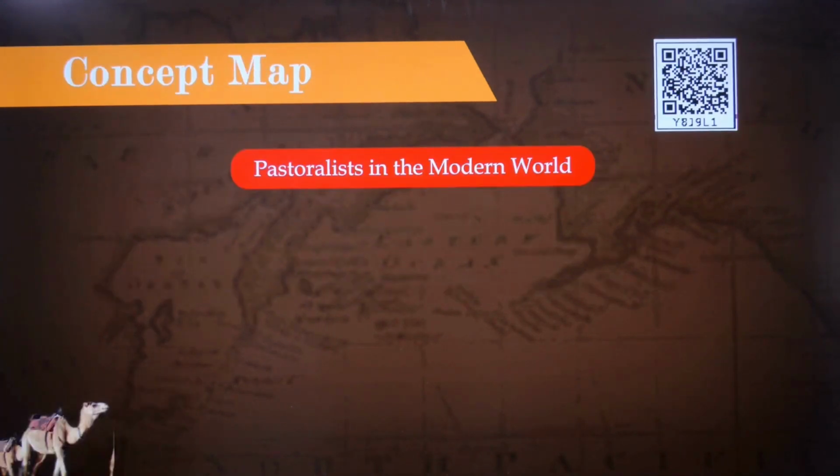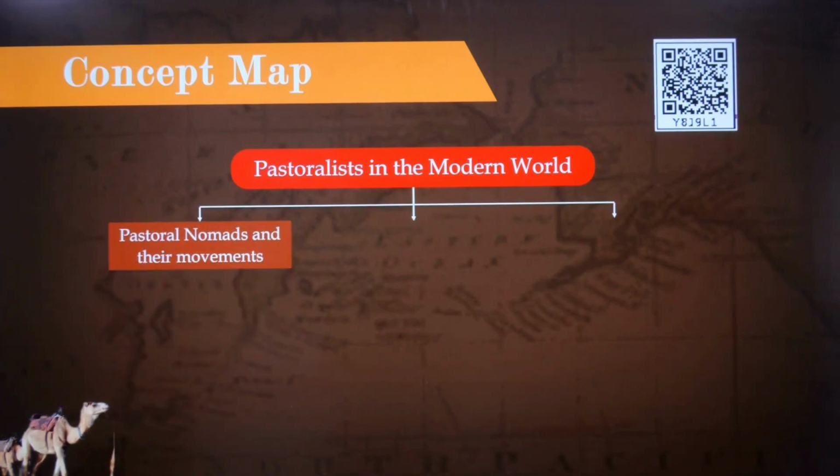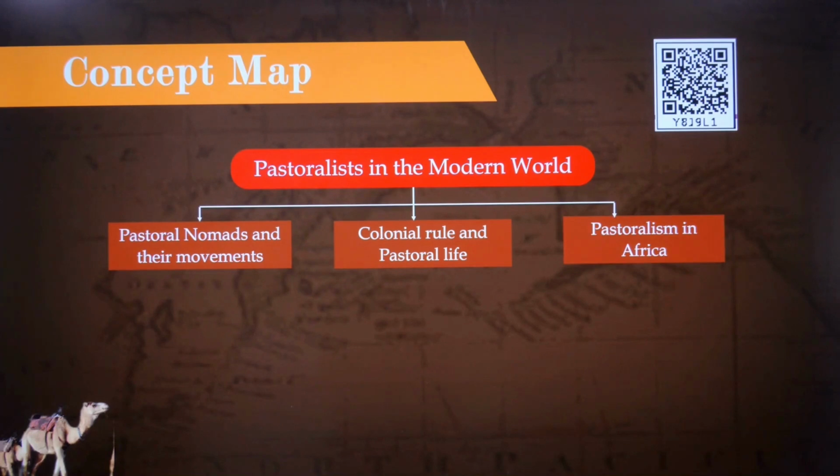The second component is concept map. After reading this lesson, I prepared this concept map. In this lesson, we observe three major concepts. Number one, pastoral nomads and their movements. The second major concept is colonial rule and pastoral life. Third major concept is pastoralism in Africa. These are the three major concepts regarding this lesson.